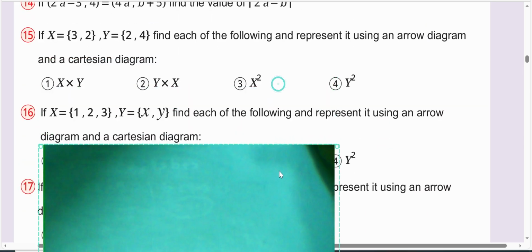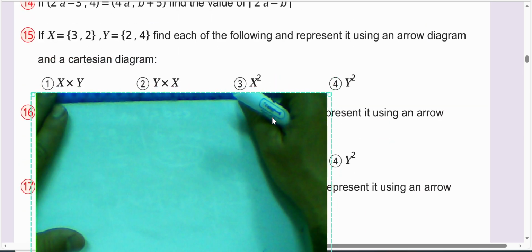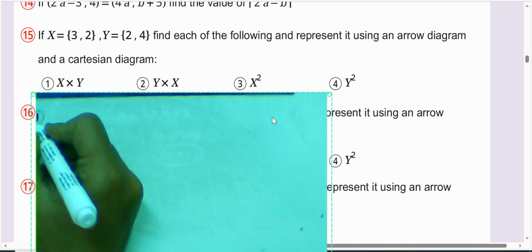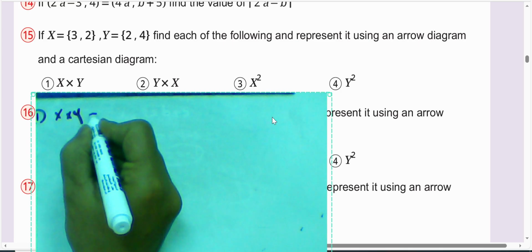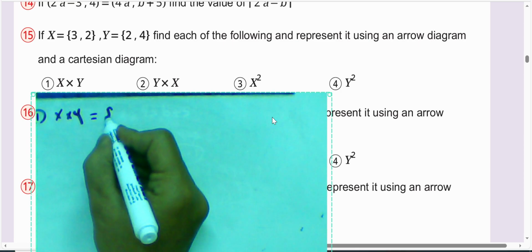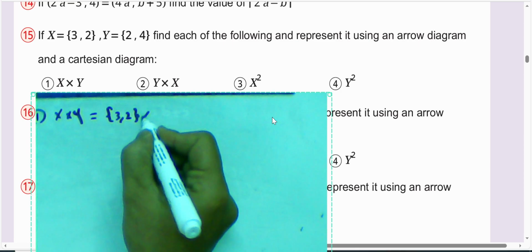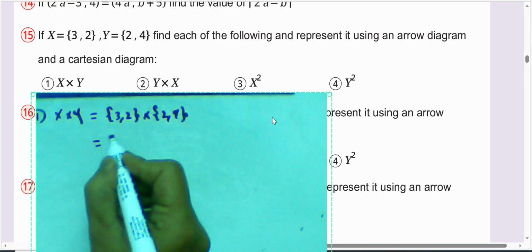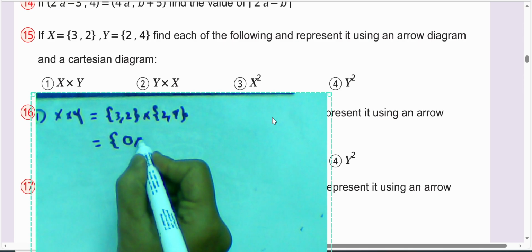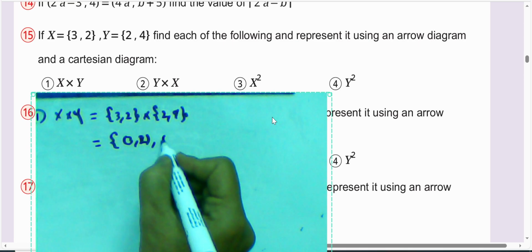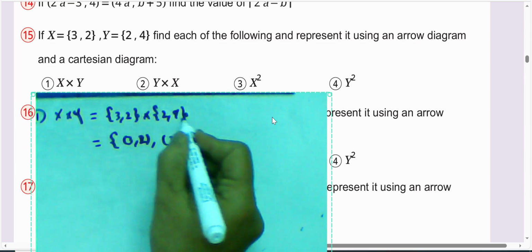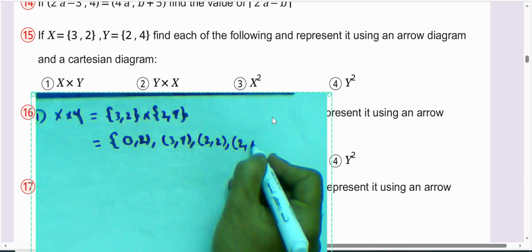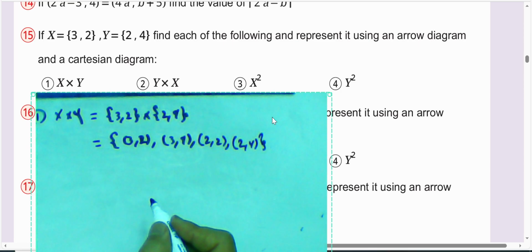Next question, number 15. We have x Cartesian product with y, where x is (3, 2) Cartesian product with y (2, 4). We have (3, 2), (3, 4), (2, 2), (2, 4).